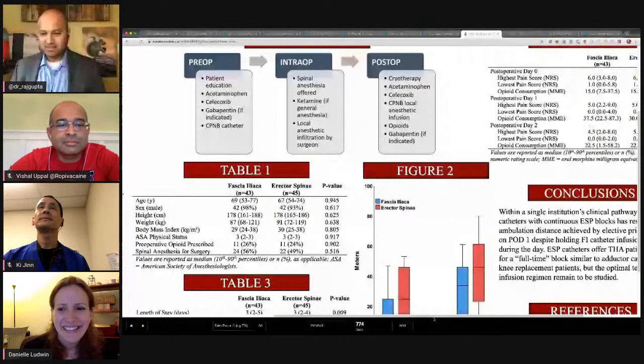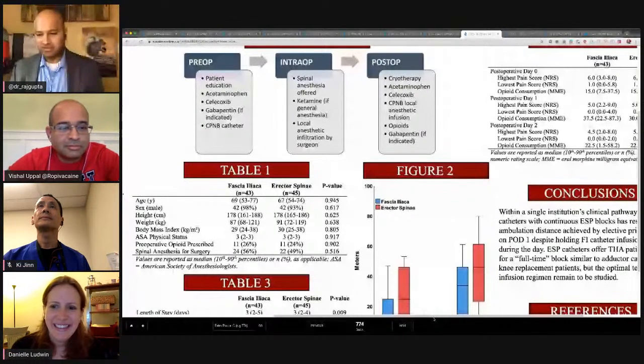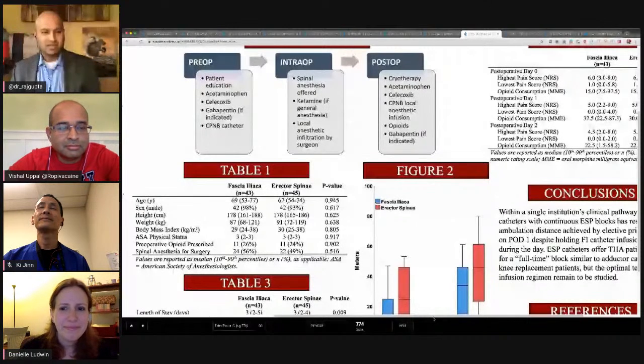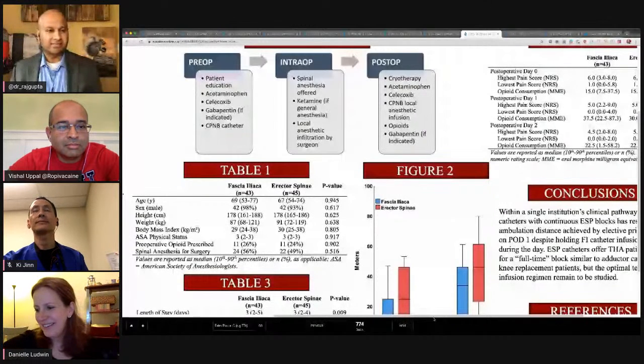Vishal, any thoughts on this one? There's so many blocks for the hip. Mornay mentions Peng block, fascia iliaca blocks. There's, we used to do femoral nerve blocks, lumbar plexus blocks. I mean, it seems like everybody's trying to fix the hip. Any thoughts on the ESP block on this?